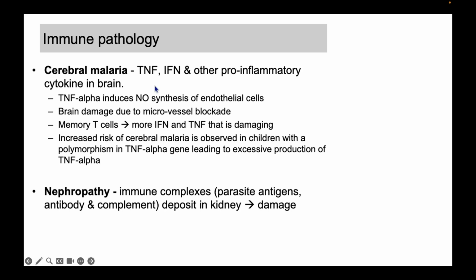Okay, so these will be released, and TNF alpha induces nitric oxide. Nitric oxide leads to vasodilation, which we'll talk about in a bit. Okay, and also there will be brain damage because of those rosettes, which are basically clumps of red blood cells, and then interferon gamma will lead to further activation of T cells. Okay, and then also, children who have polymorphisms where TNF alpha is excessively produced tend to have a worse prognosis.